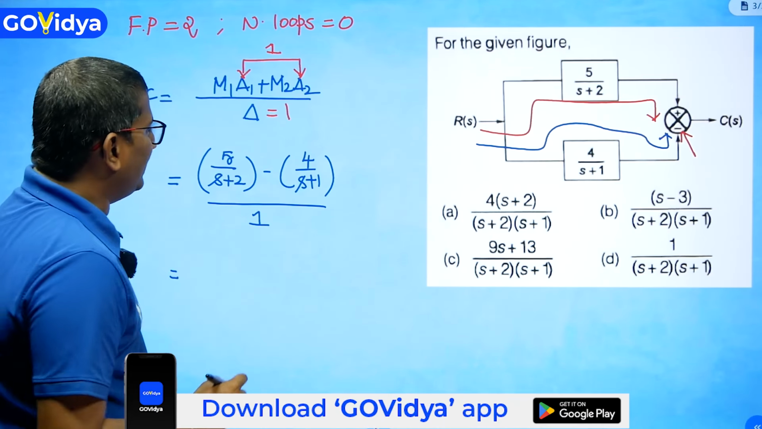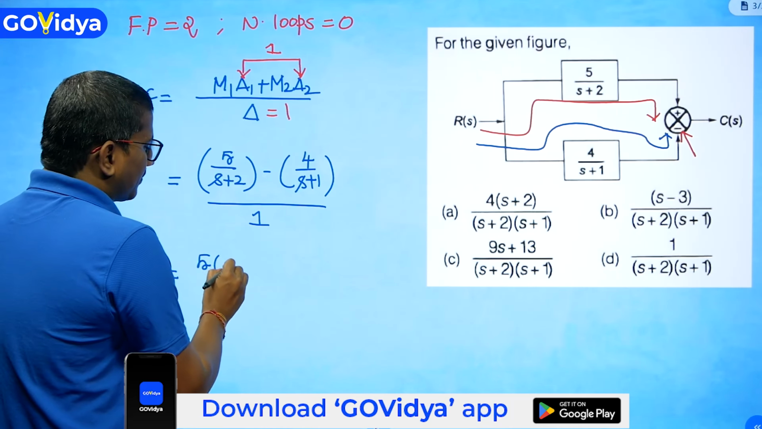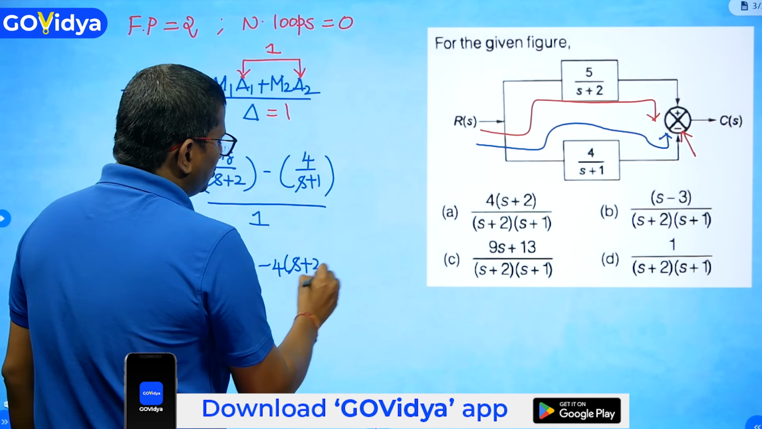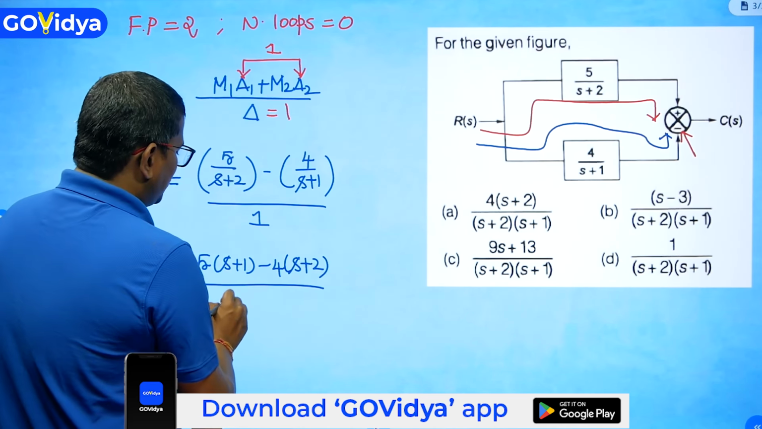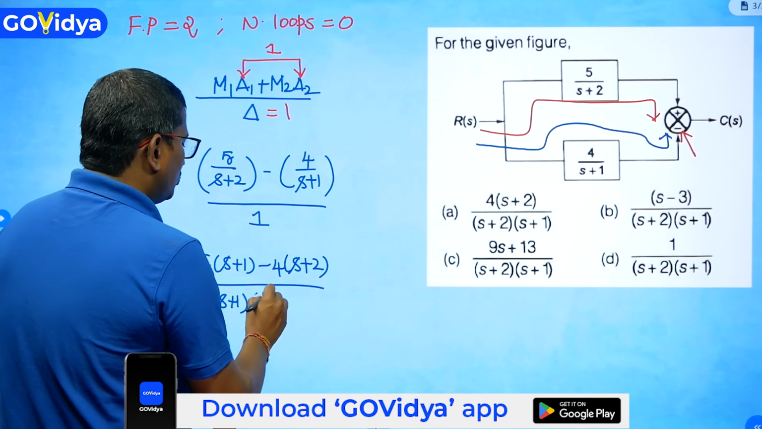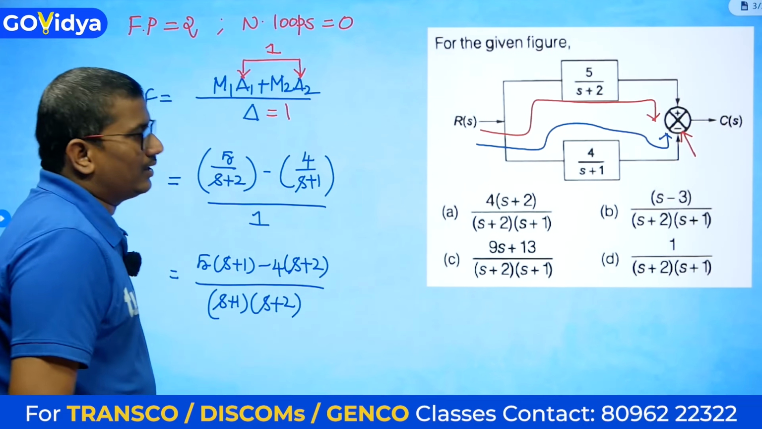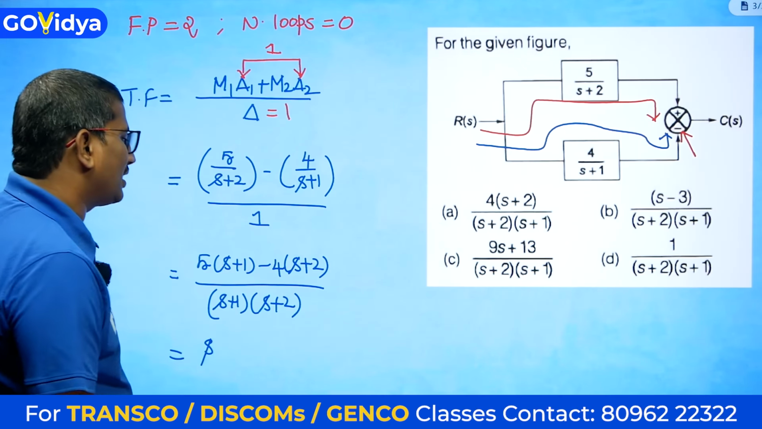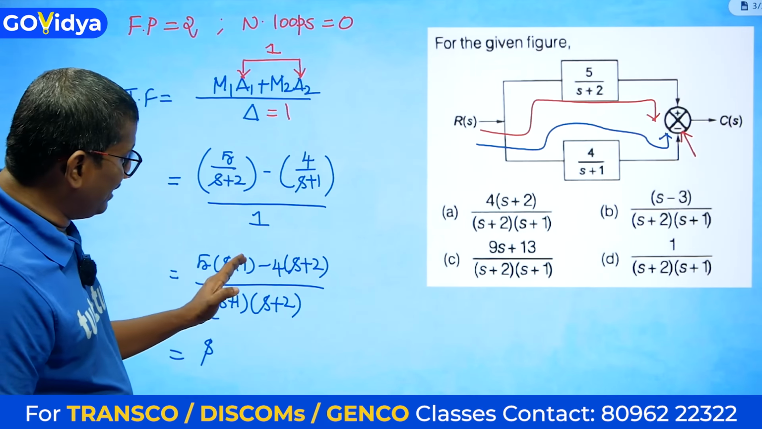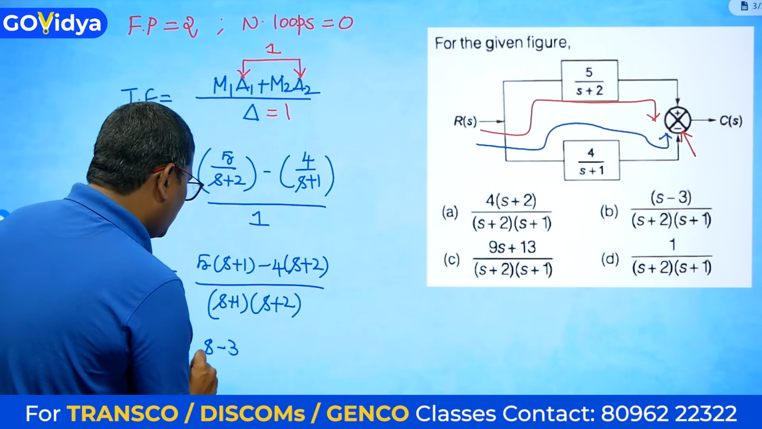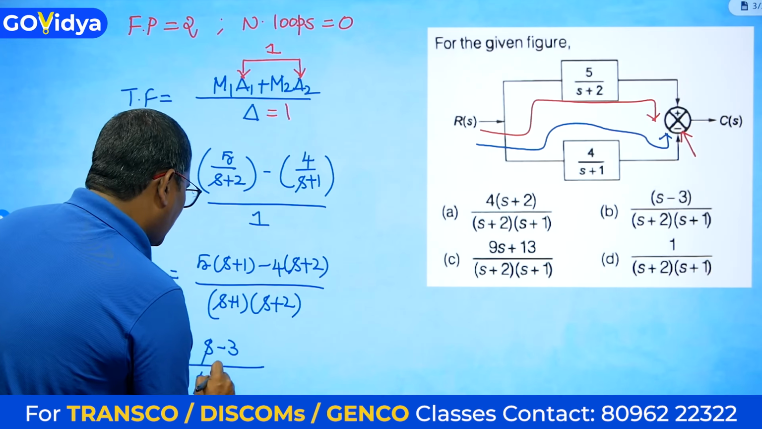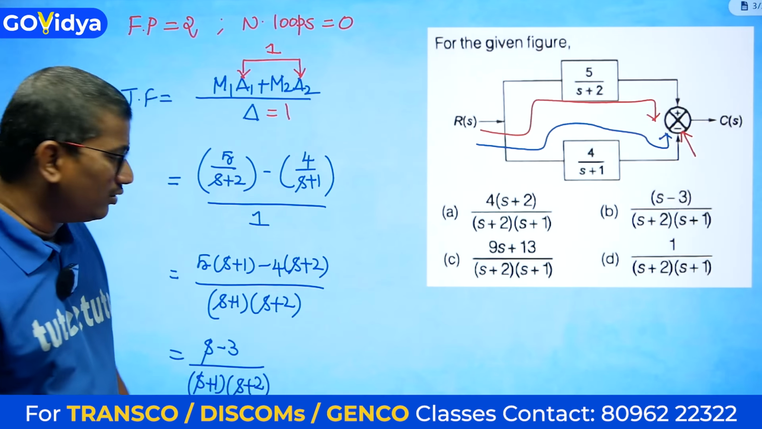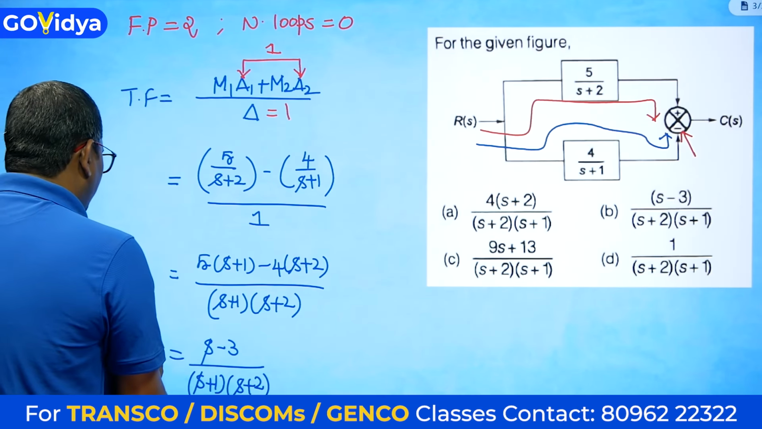Then you resolve it. 5 into s plus 1 minus 4 into s plus 2, divided by s plus 1 into s plus 2. You simplify this. 5s minus 4s, which is nothing but s. 5 minus 8, which is nothing but minus 3. And the denominator is s plus 1 into s plus 2. This is exactly our transfer function.